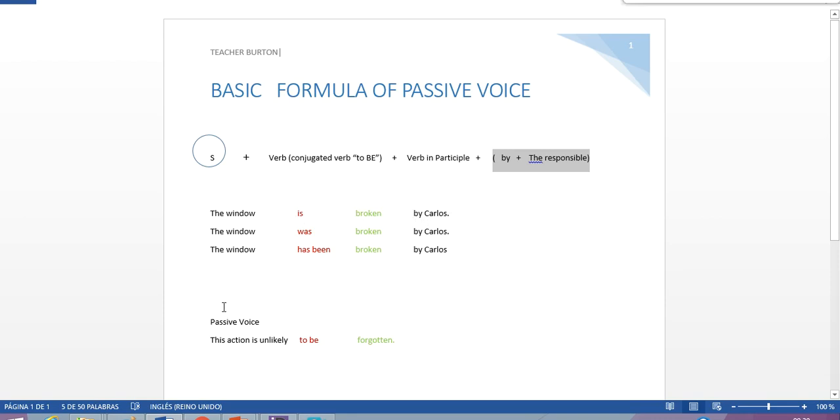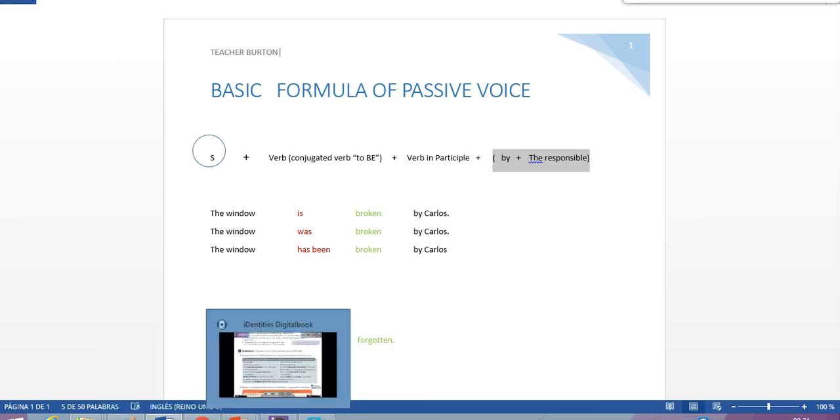This is important. Then we have un ejemplo de passive voice. This action is unlikely to be forgotten. ¿Sí? Esta acción sería muy poco probable que sea olvidada, o sea, el haber roto la ventana. Y si se dan cuenta, pues tenemos nuevamente el verb to be, esta vez en forma infinitive, y el verbo nuevamente en past participle. Forget, forgot, forgotten, just to remember.